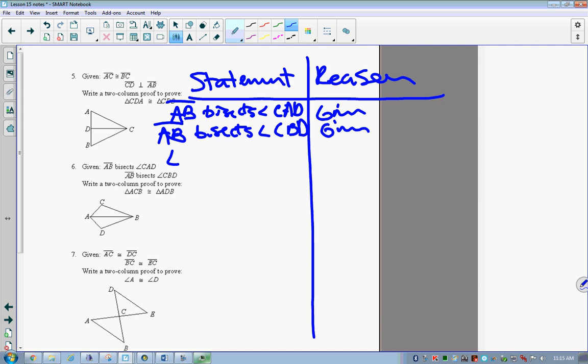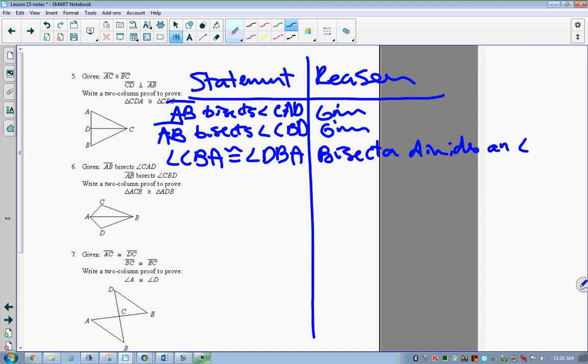Well, I would say here that angle CBA is congruent to what? Angle DBA. Why could I say that? Go back, if you took down any notes for question number 1, you would know. Right? A bisector divides an angle into 2 congruent angles. Right? It gives me this and this.